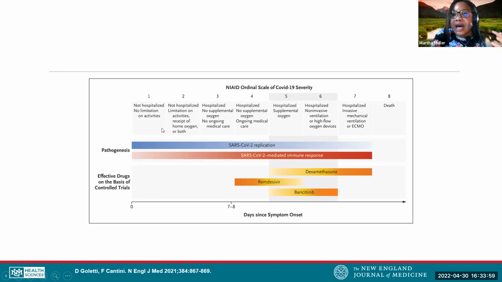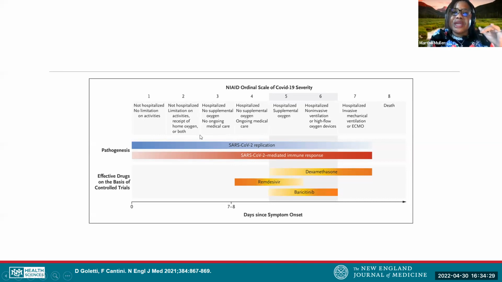And during that time, most of our patients are doing fairly well. They aren't hospitalized. There's no limitation on any of their activities. If they're sick, they're mildly sick, but they are otherwise doing okay. And generally, we are doing supportive care at that point. As we move further into the treatment course, people either get better, or if they start to get worse, maybe then we see them becoming hospitalized.